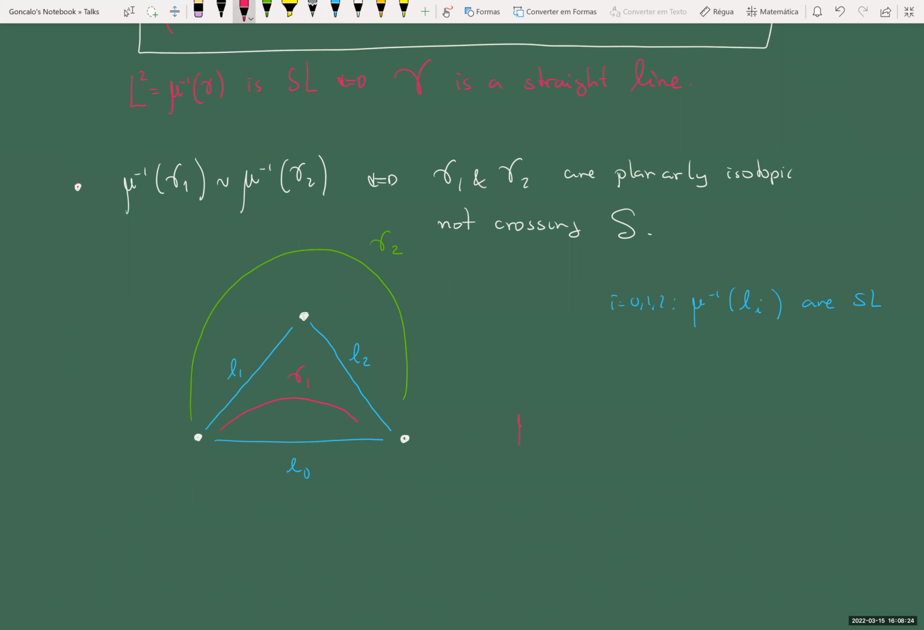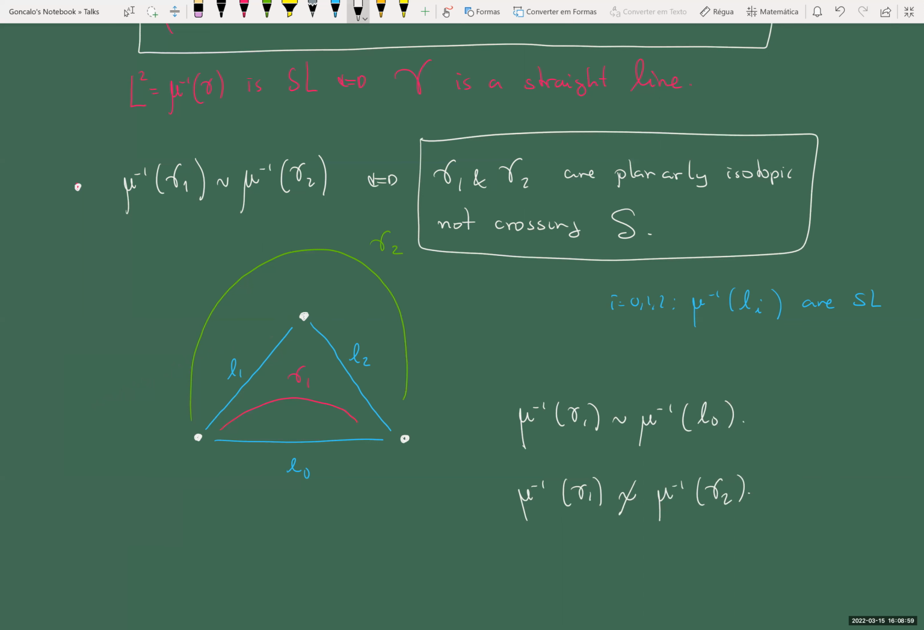And of course, mu minus 1 of gamma 1 is Hamiltonian isotopic to mu minus 1 of L0, because you can simply deform gamma 1 to L0 without crossing any point of S. Just follow that arrow that I've drawn. But mu minus 1 of gamma 1 is not Hamiltonian isotopic to mu minus 1 of gamma 2, because to Hamiltonian isotope gamma 2 to gamma 1, you would have to cross that point there, and you can't. That's forbidden by these conditions. Okay, is this example clear?